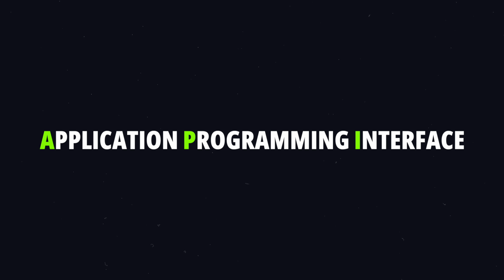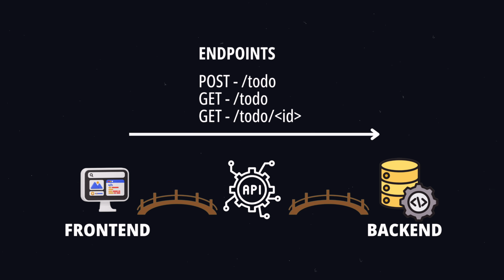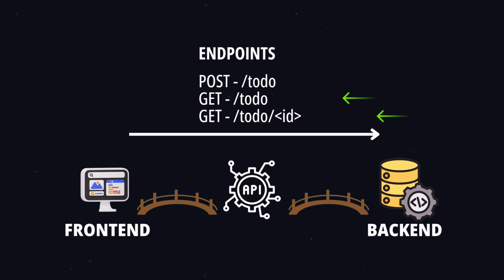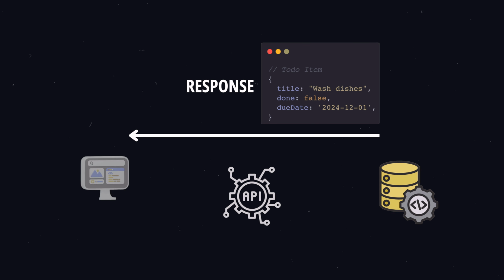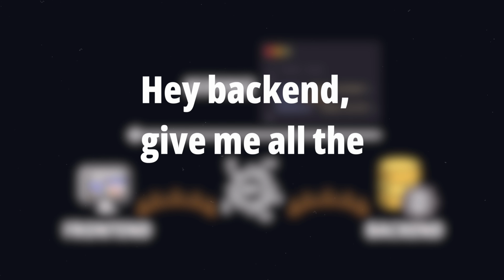API stands for Application Programming Interface. Think of it as the bridge between the front end and the back end. APIs consist of endpoints, which are like the destinations where our requests go to. A to-do list app would have an endpoint for retrieving the to-do items and one for creating items, for example. And our front end can call the endpoints by sending a request to the endpoint URL. It's basically like, hey backend, give me all the to-do items.